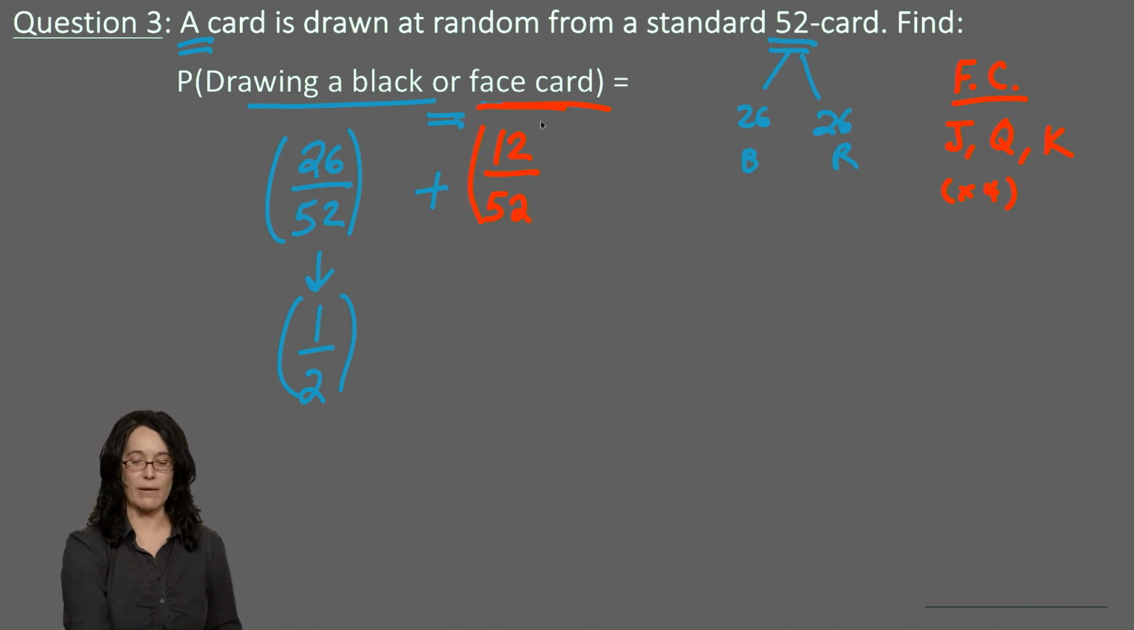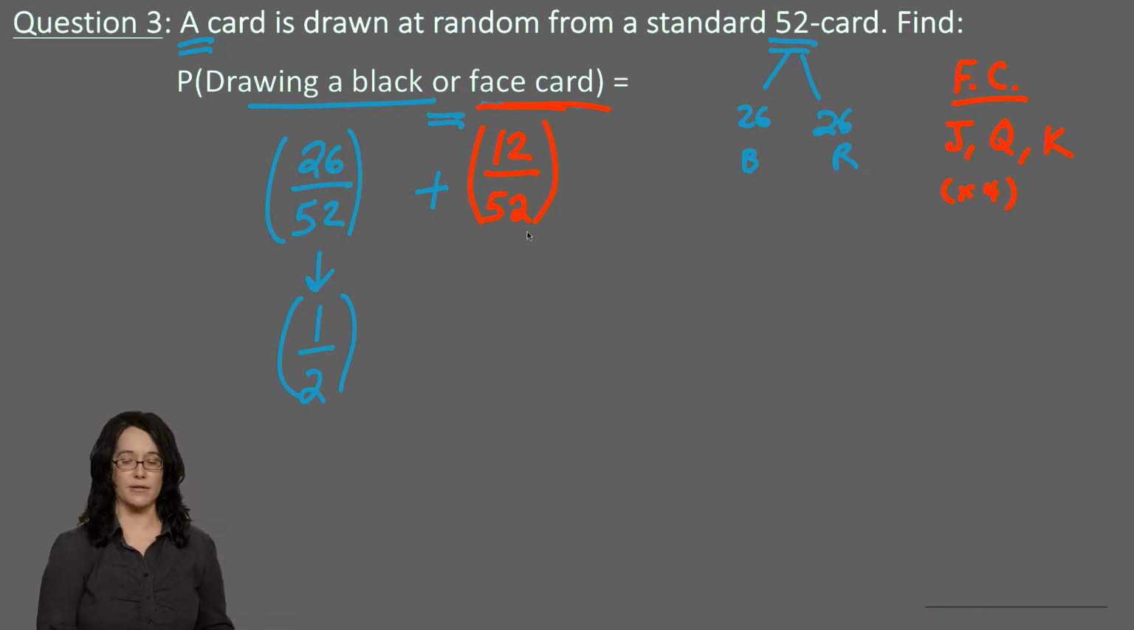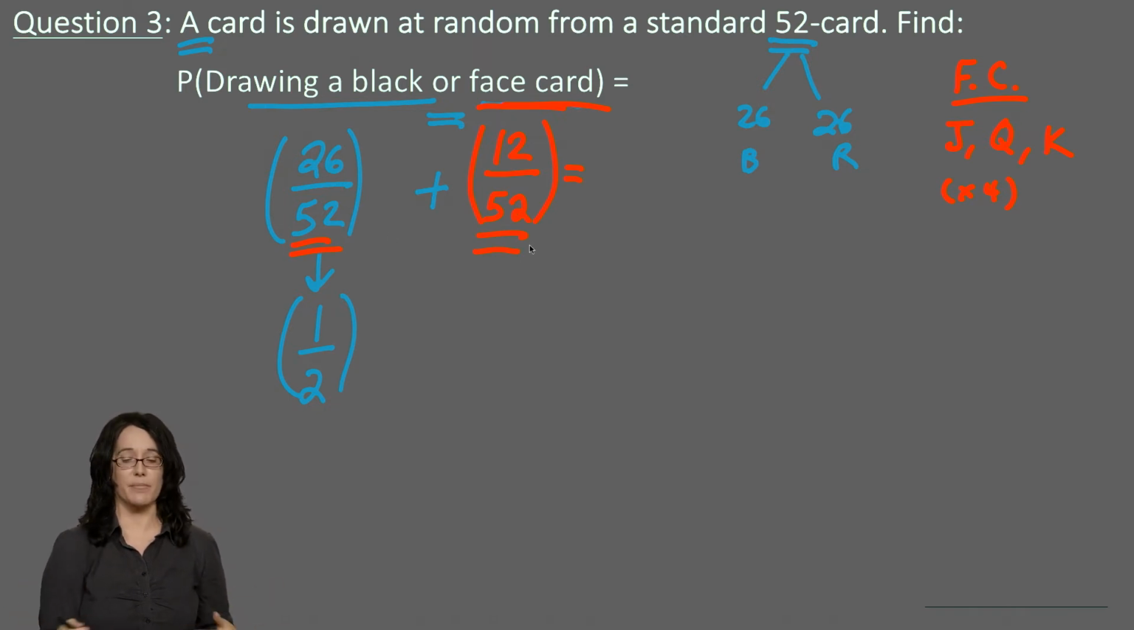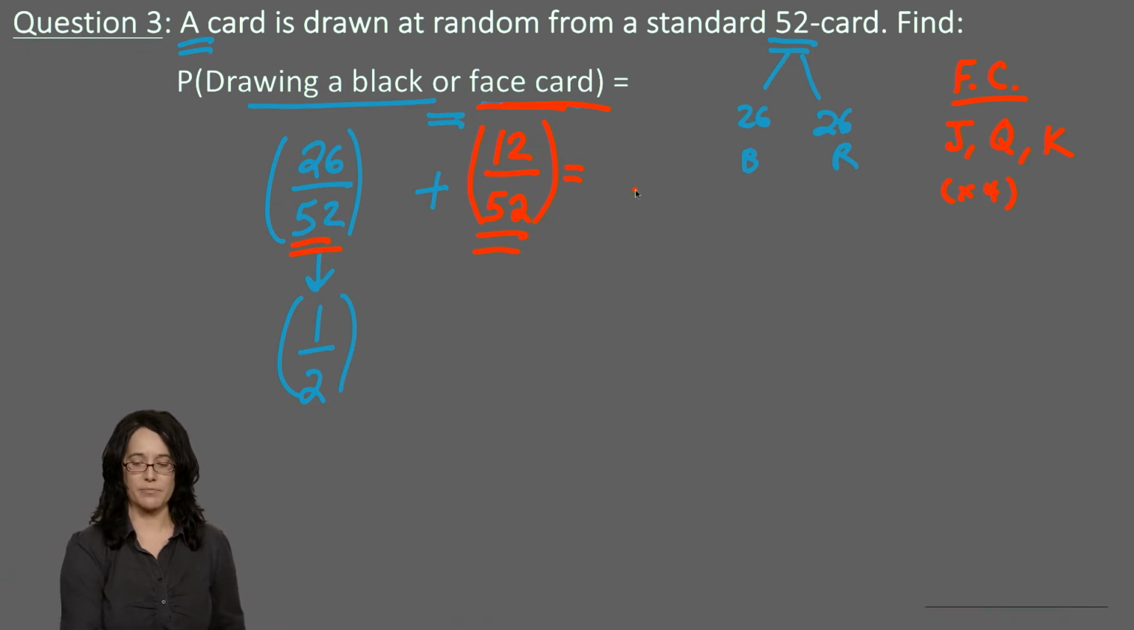Now, why would you prefer to maybe not reduce here? Well, if you don't see the reduction right away from 12 over 52, it might be easier for some of you to just keep the denominators the same if you're not using technology, because you remember that you can add two fractions if they have the same denominator, right? So that would just be 26 plus 12, or 38 out of 52, right?